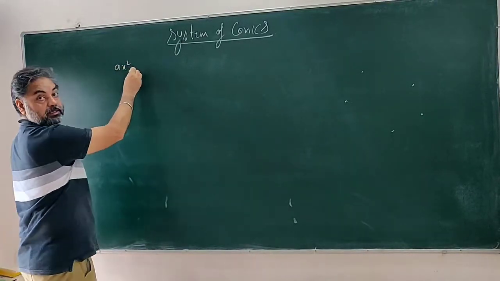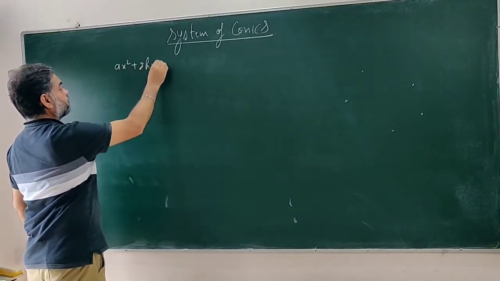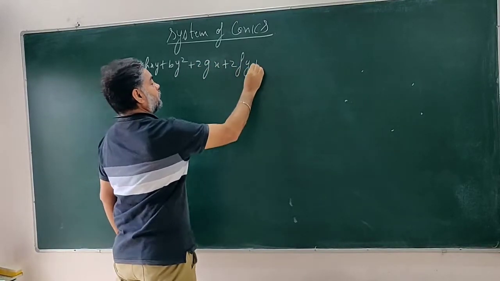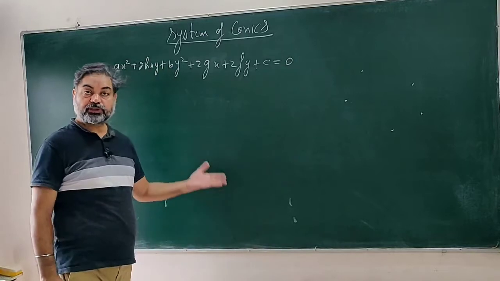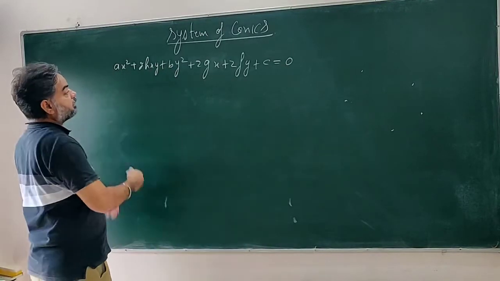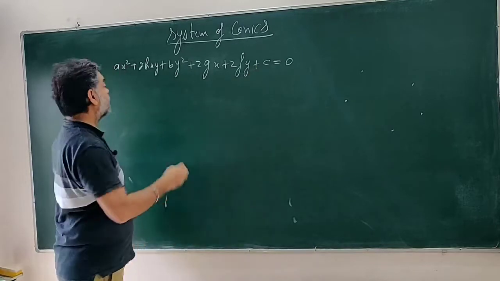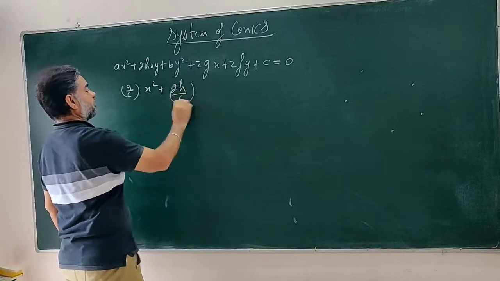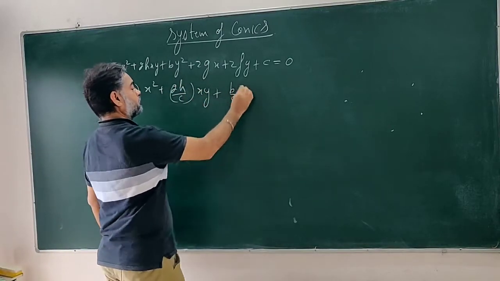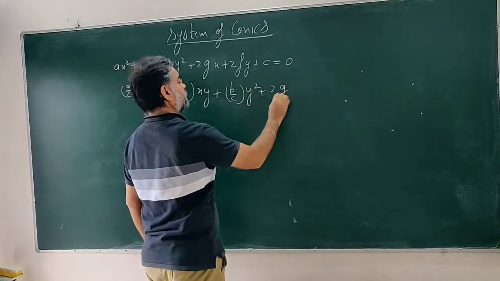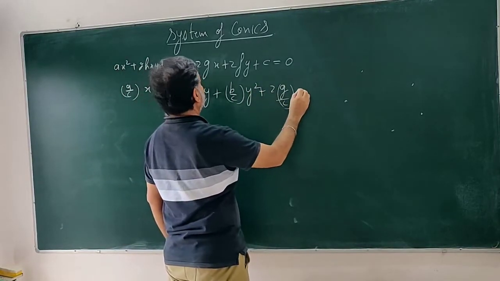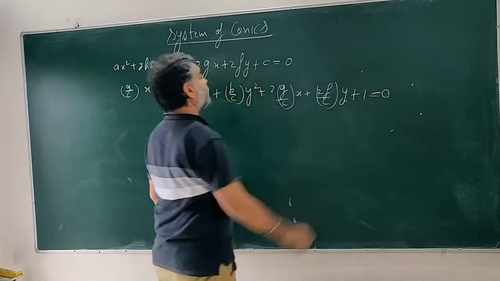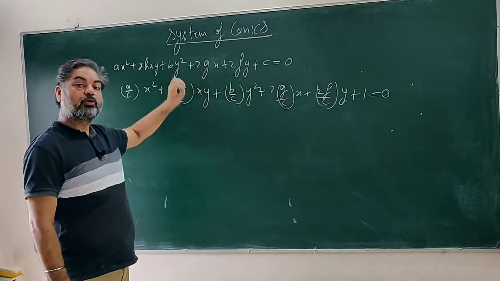The equation of the conic is ax² + 2hxy + by² + 2gx + 2fy + c = 0. Suppose this is the general equation of the conic. Then if you divide it by the constant c, this equation of the general conic can be written like this.